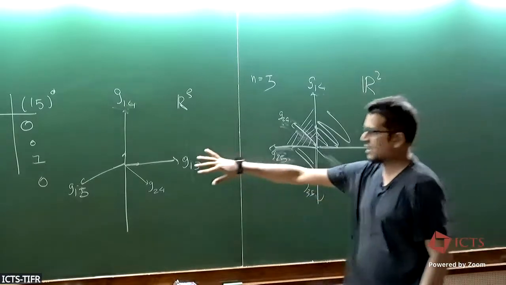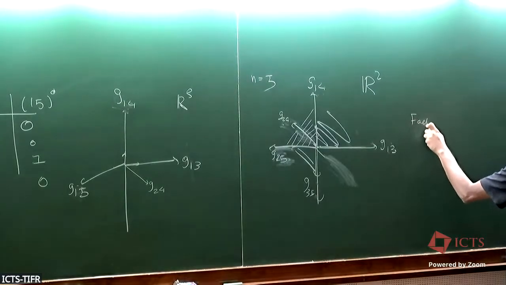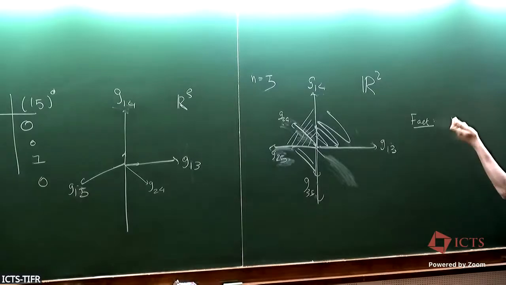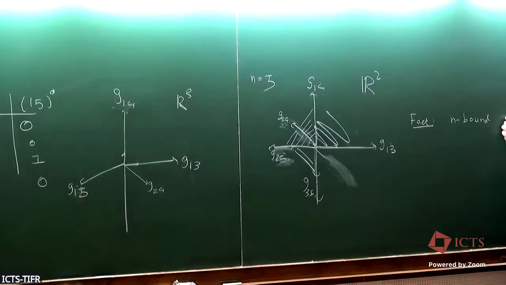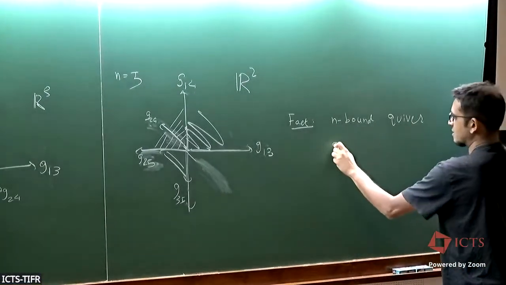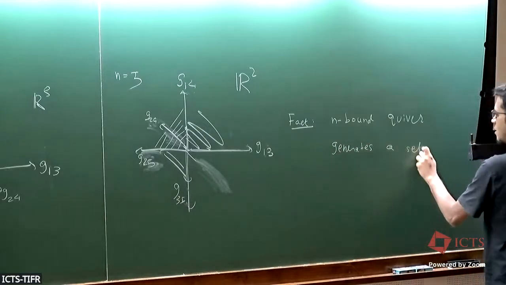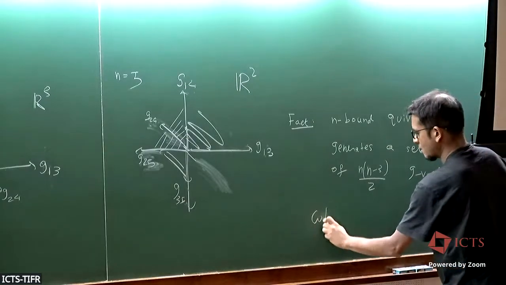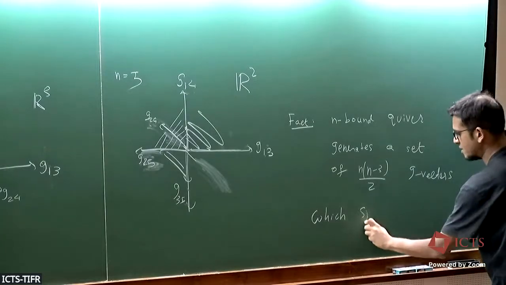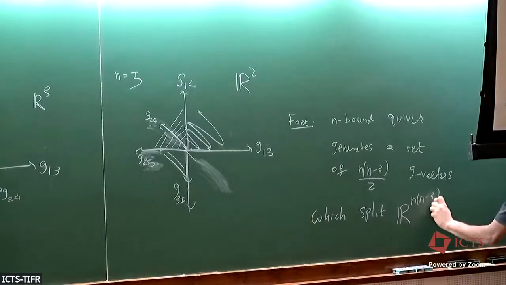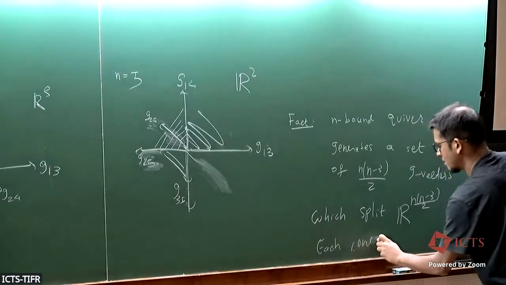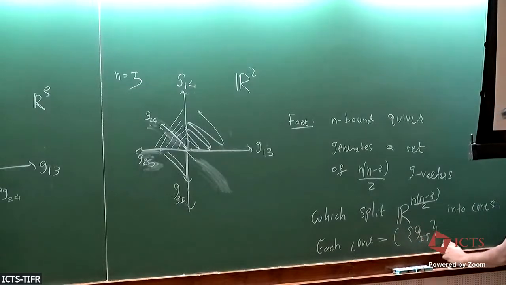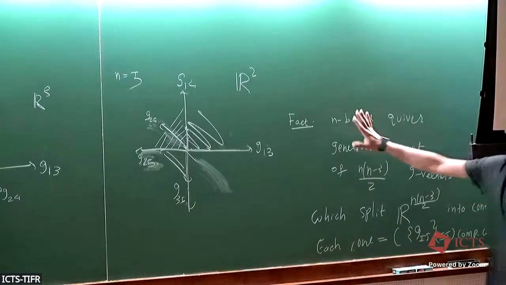And this always happens. So the generic statement is, let me write it as a fact: starting with an n-bound quiver, so n hollow vertices, generates a set of n(n-3)/2 G vectors, which split this Cartesian space into cones, such that each cone is spanned by a set of compatible G vectors, where ij are the compatible walks. I'm sorry, this is a mouthful, but this is just stating what we are seeing in these two examples.